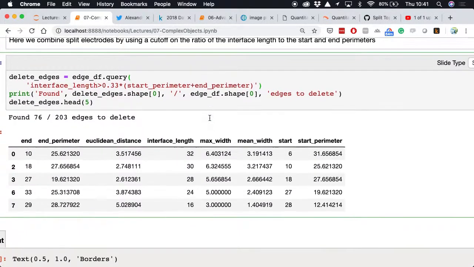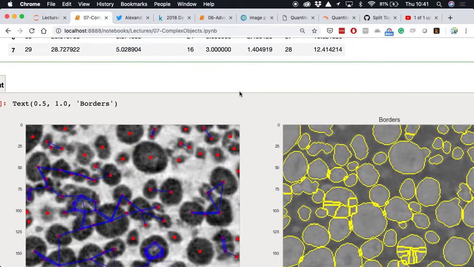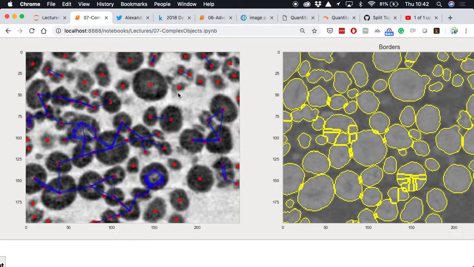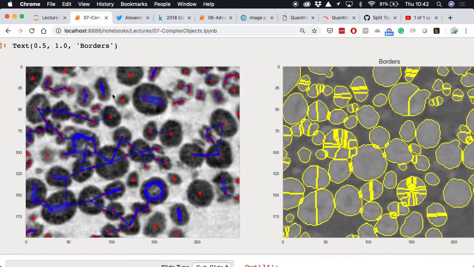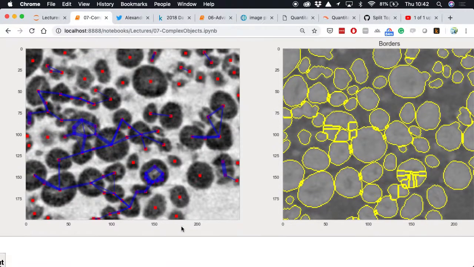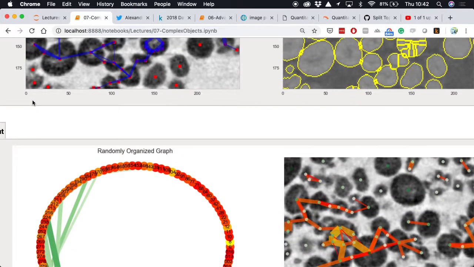And so here we can go and try to combine split electrodes by using some of the graph information that we have, and we're able to join a lot of them back together. And so it's not perfect, but we're able to get this one back, and a number of the other ones, where this one simplified, this one simplified. And so using the graph combined with our information on the segments, we can get even more tools to combine things back together.